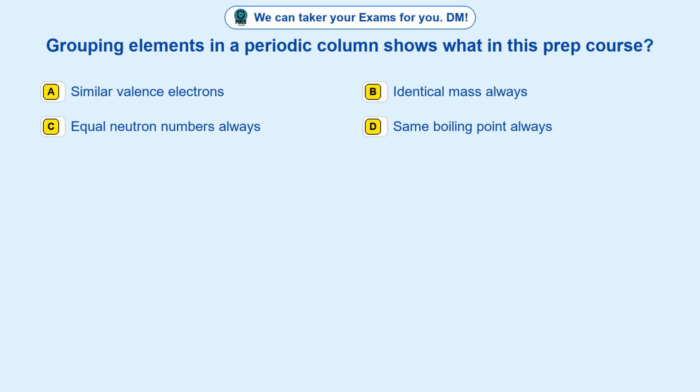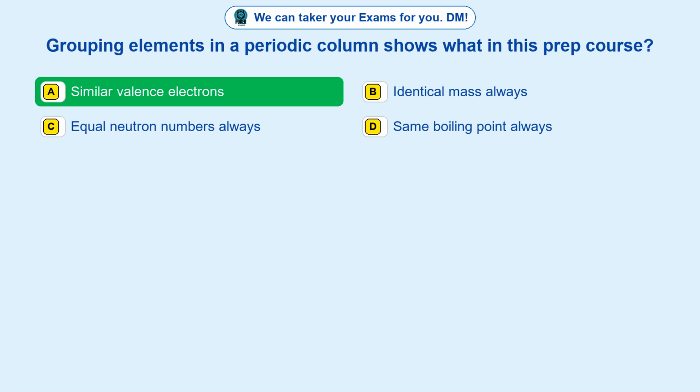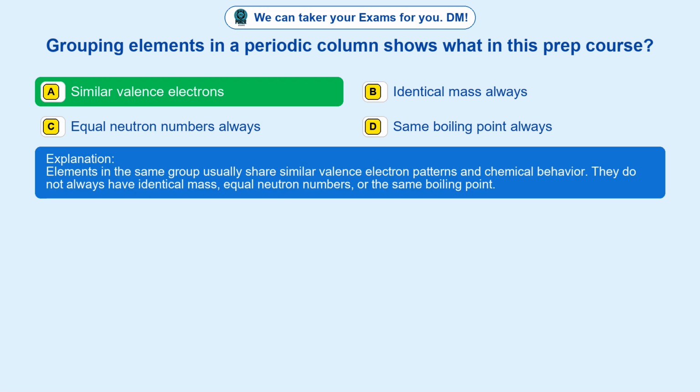Question 40. Grouping elements in a periodic column shows what in this prep course? Option A, similar valence electrons. Option B, identical mass always. Option C, equal neutron numbers always. Option D, same boiling point always. The correct answer is option A, similar valence electrons. Elements in the same group usually share similar valence electron patterns and chemical behavior. They do not always have identical mass, equal neutron numbers, or the same boiling point.